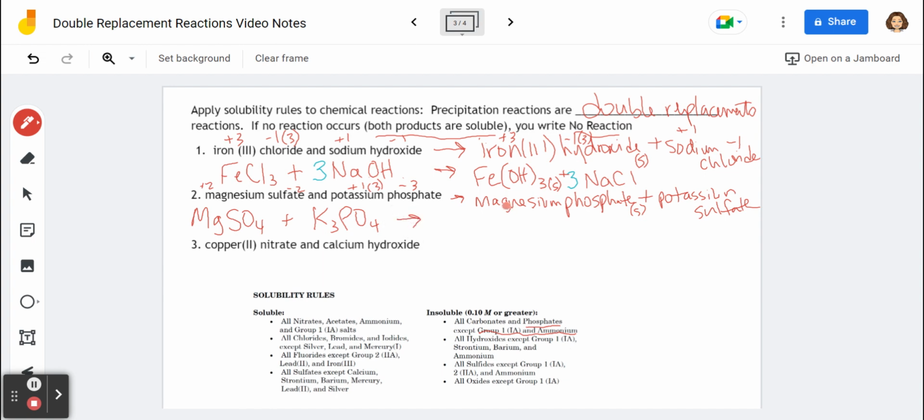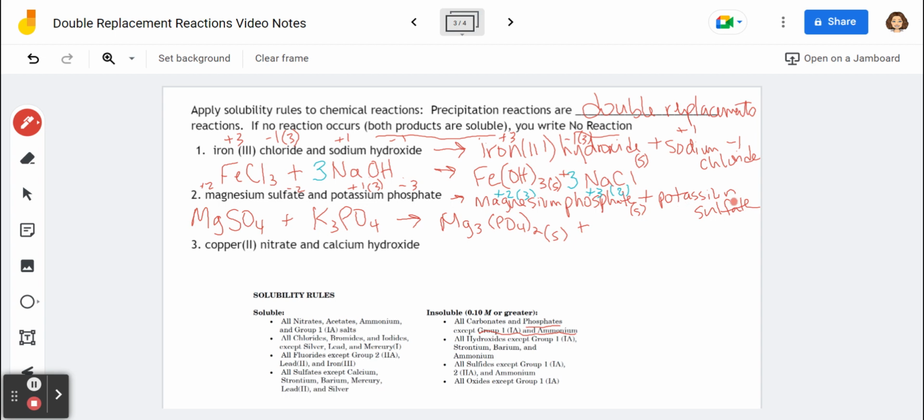So then our products. Again, we said magnesium was +2 and phosphate is -3. So that's 2 and that's 3. To make those add to 0, we make them 6, so 3 and 2. Right? So we get 3 magnesiums, Mg3, and then 2 phosphates, (PO4)2. And that is our solid precipitate, so we'll put S next to it.